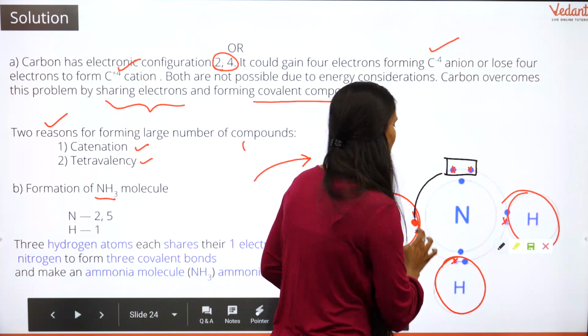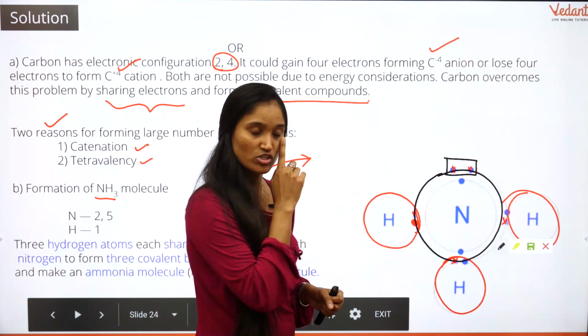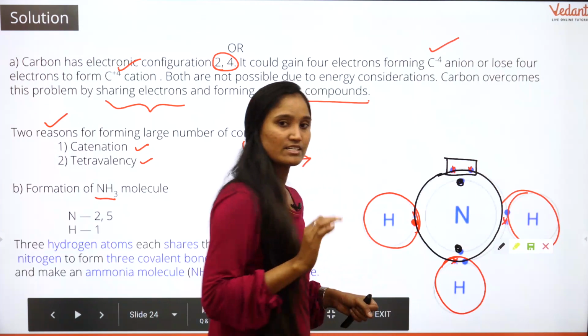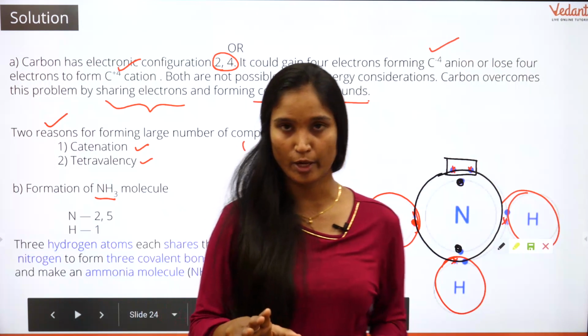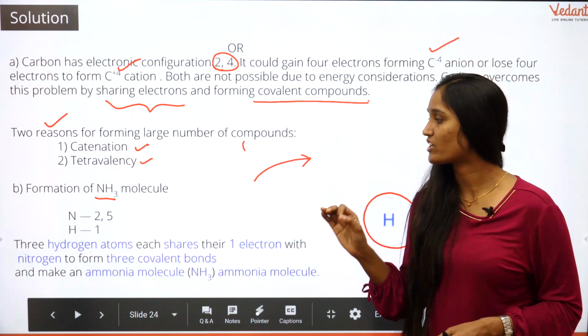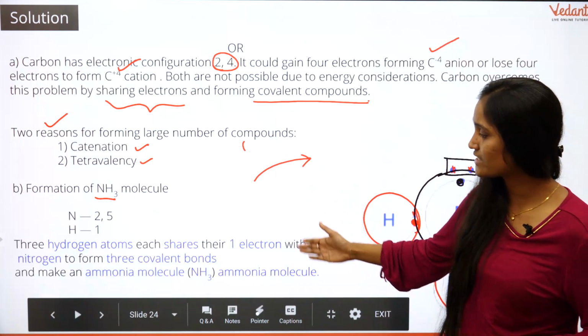So nitrogen ultimately will be sharing electrons, and these are the electrons of inner shells of nitrogen, which are stable and which don't interfere in chemical bonding and all of that. This is how we have to represent bonding in nitrogen. So the same thing is explained.